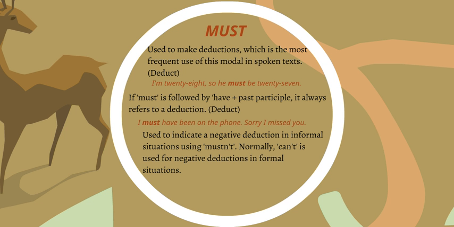Mustn't is used to indicate a negative deduction in informal contexts. Remember, we said that can't is used for negative deduction in formal situations. This is in speaking; we find that people tend to be a little bit more lazy in their speaking, and sometimes they're just negating the must and making it mustn't.